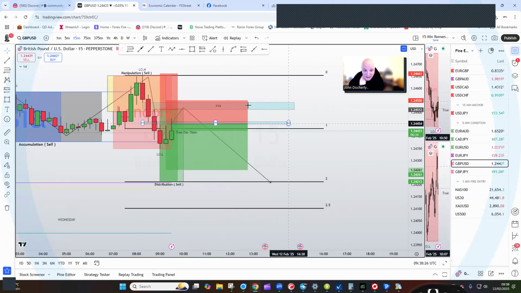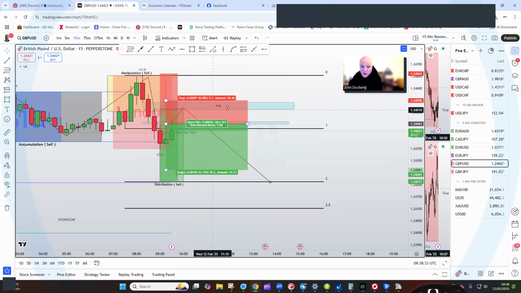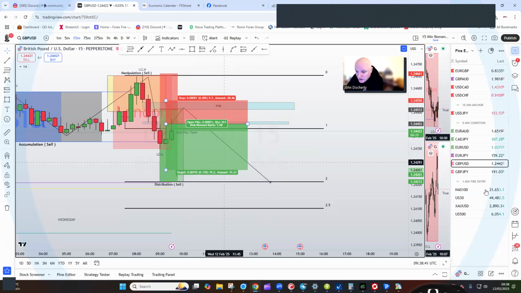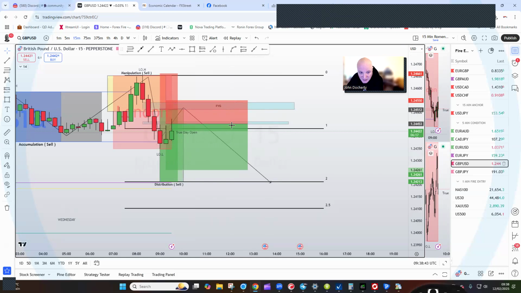Okay. Again, I've got the SL, instead of it being above the manipulation, which is where we should really have it, I'm putting it just above the previous FVG. So I'm trying to be a bit more aggressive with the entry, but we'll see how this plays out. Okay. It is pink because it's a tested trade due to the nature of what we're doing here.